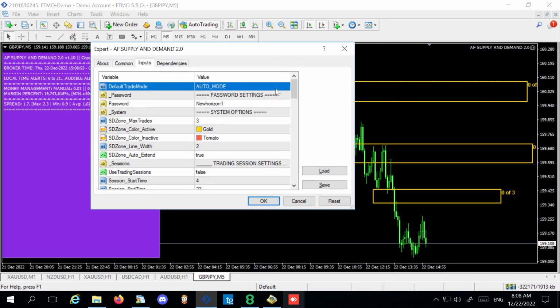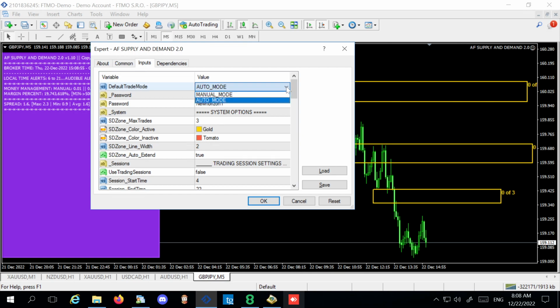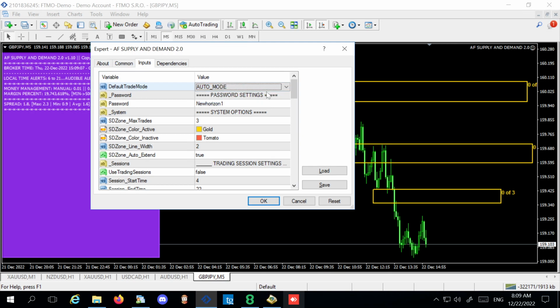First thing here is obviously you've got two modes. You've got your auto mode and your manual mode. If you want to trade this thing manually, you're more than welcome to. You just highlight the manual mode tab right there, or the parameter right there, and then you're good to click and go. If you want it fully automated, then you'll just leave it as default.